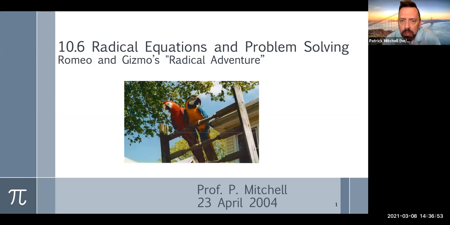Anyway, you can see Romeo and Gizmo there. Those are my two macaws. That picture was taken a long time ago. They are still doing very well. Romeo is going actually to be 30 years old next month. Gizmo will be 29 the month after that.